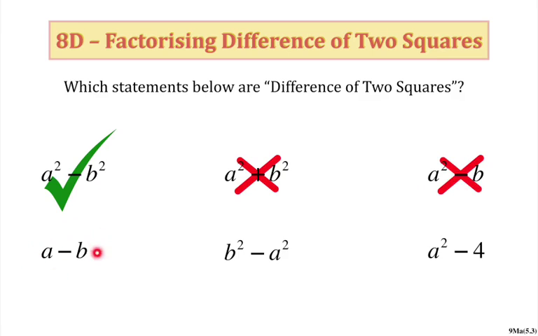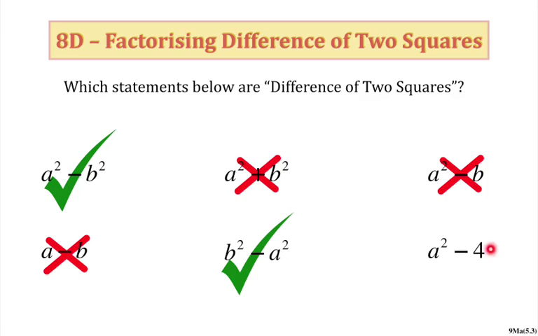Let's go to our next term. It's definitely a difference, and there's two terms, but neither of them is squared, so no, it's not a difference of two squares. Let's look at our next case. Difference, because there's a minus sign, two terms, and they're both squared, a difference of two squares.